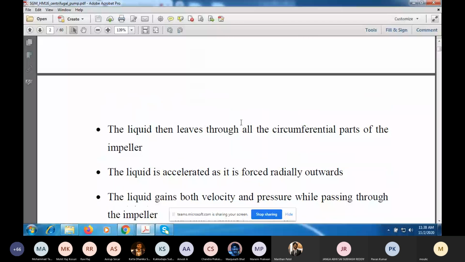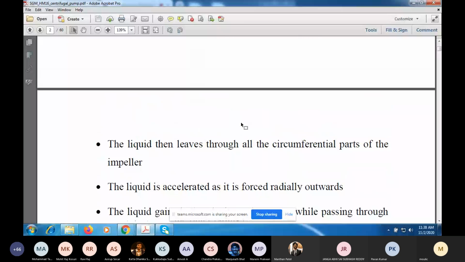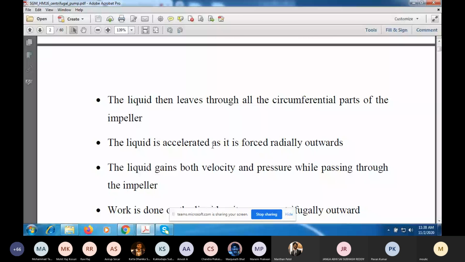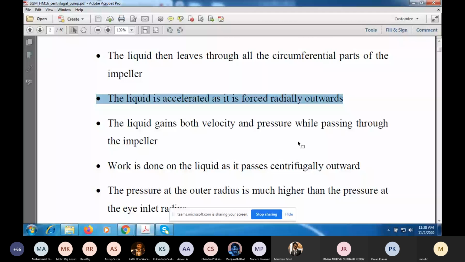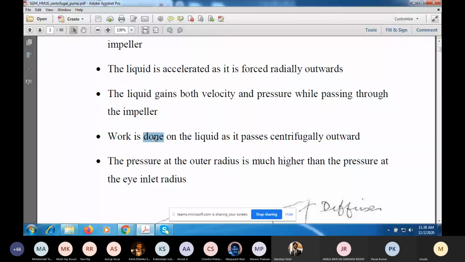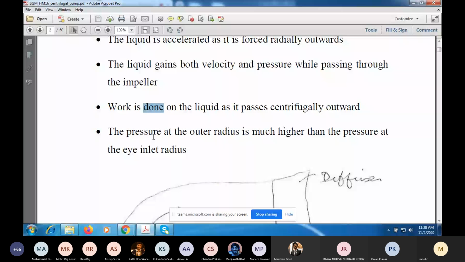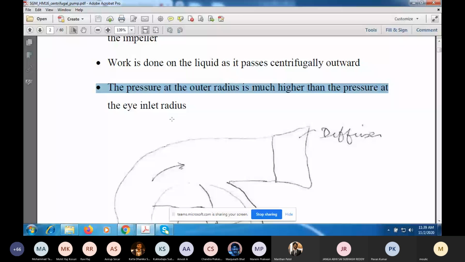So the liquid will flow through the circumferential parts of the impeller. And as it moves radially outwards, the liquid will be accelerated. So the liquid will gain both velocity as well as pressure when it passes through the impeller. So some work will be done on the liquid by these solid vanes, and the pressure at the outer radius of the impeller will be much higher than the pressure at the inlet radius, and that is the purpose of the pump.